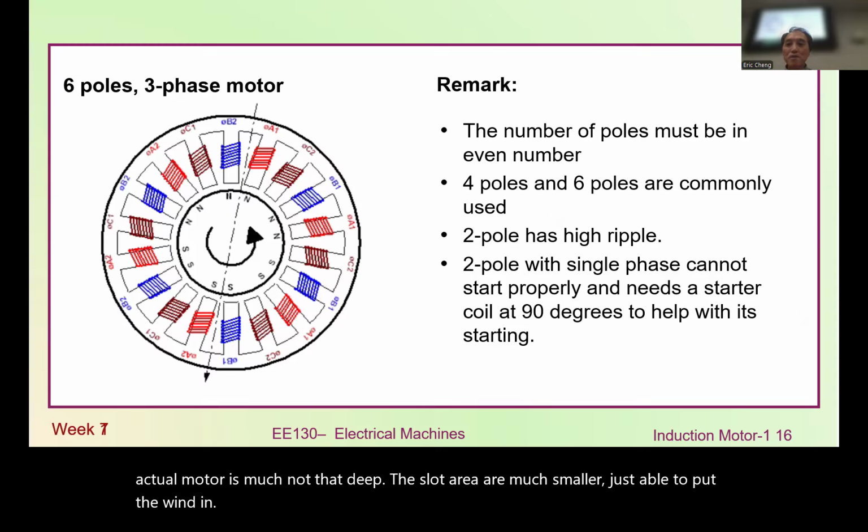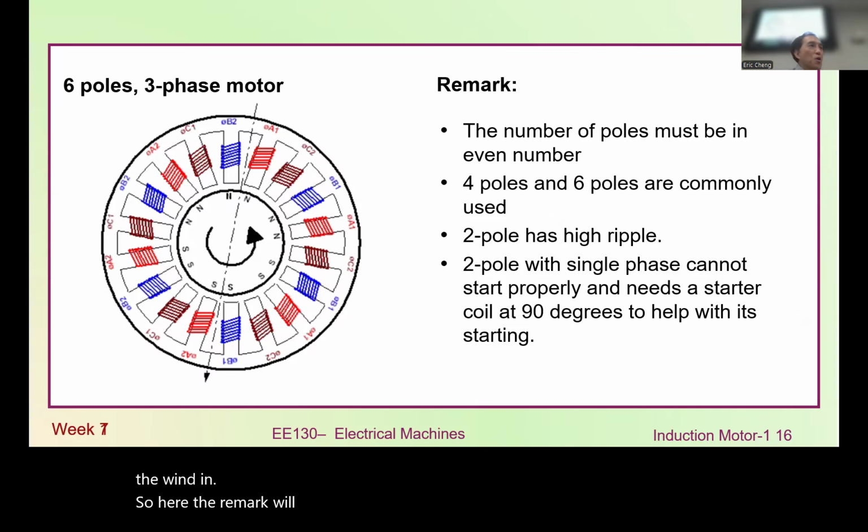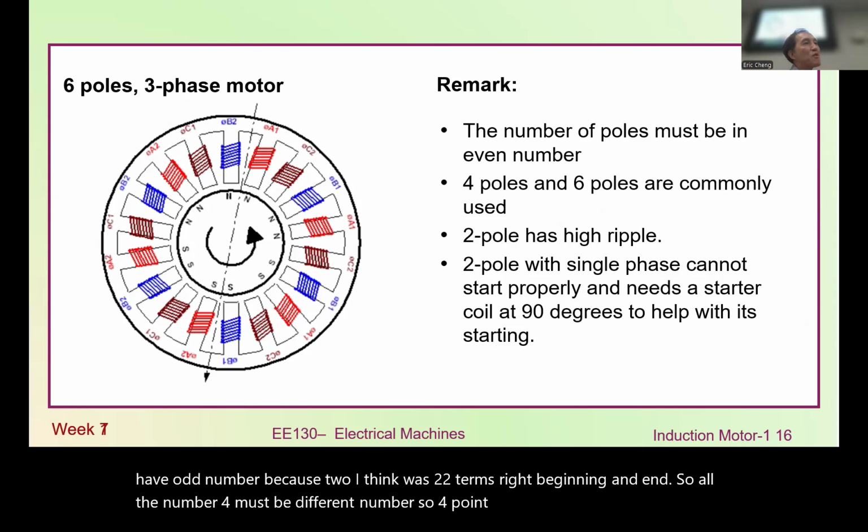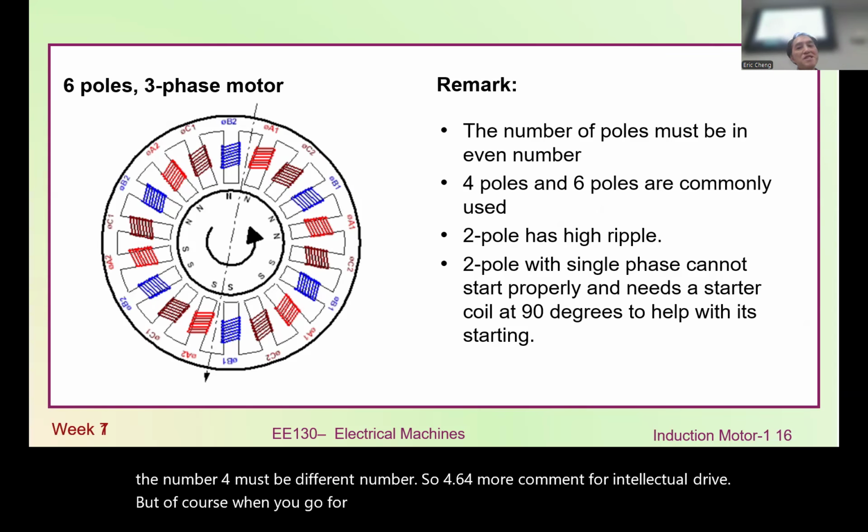So here the remark will be that the number of poles of course will be an even number. We don't have odd numbers because a winding must have two turns, right? Beginning and end. So the number of poles must be an even number. 4-pole and 6-pole are more common for industrial drives. But of course, when you go for hydropower or wind turbines, then we may need to use more poles.